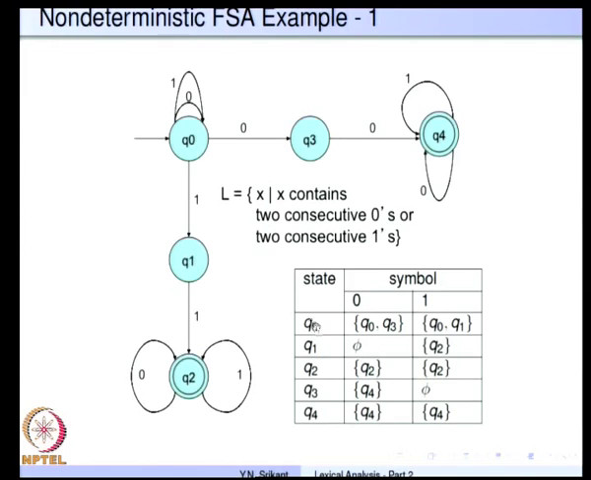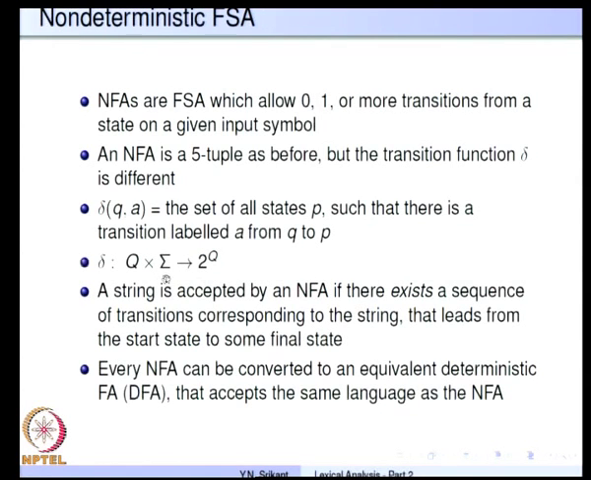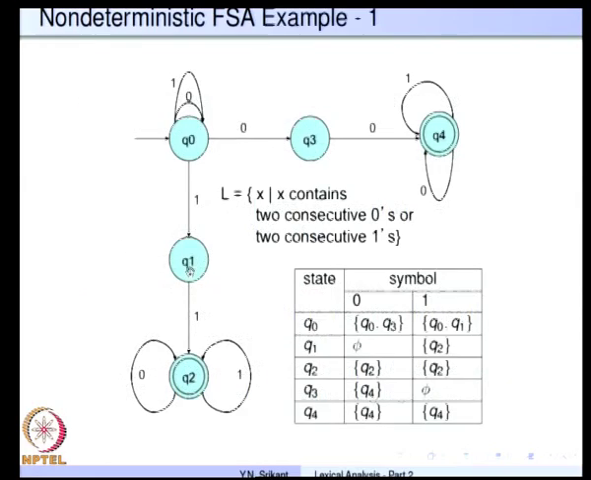Because there may be more than one transition on a particular symbol from a state, the transition function cannot be captured as simply Q cross sigma to Q, but becomes a mapping from Q cross sigma to the power set of Q. That is, we provide a set of states for each symbol. For example, from the state Q0 on 0, we go to either state Q0 or Q3. Similarly, on symbol 1, we go to state Q0 or Q1, etcetera. And if there is no state on a particular symbol, for example, from Q1 on 0, there is nothing, so we indicate it as phi.